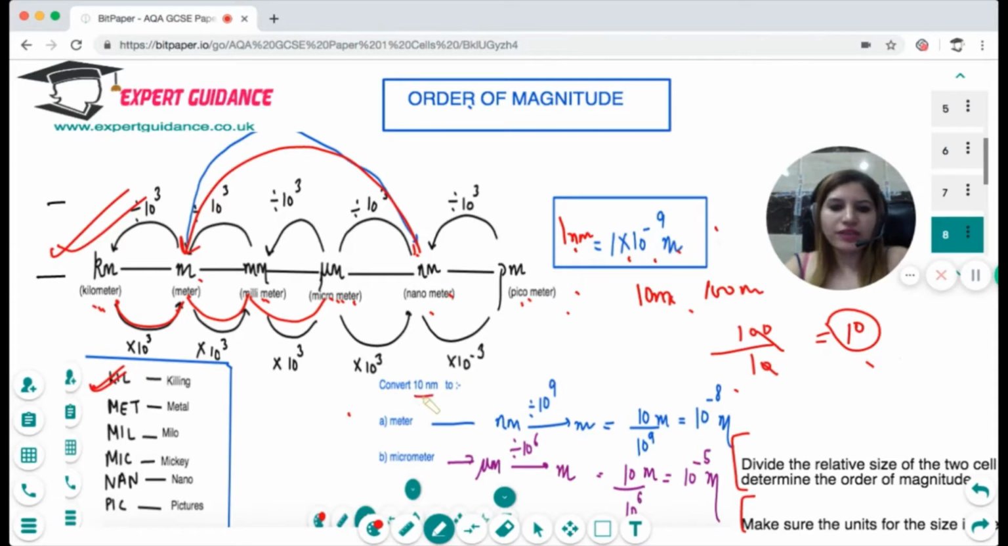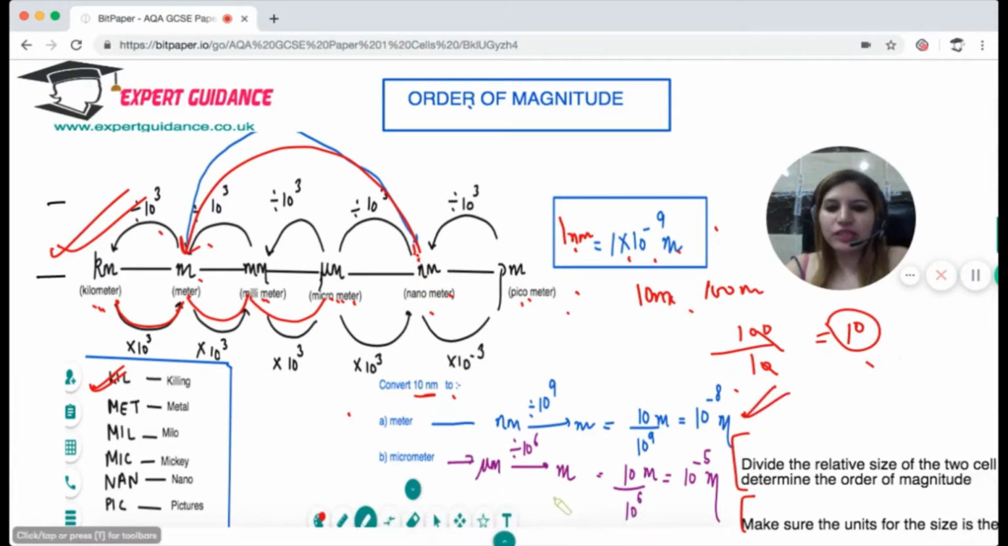So if it is 10 nanometer to meters, from nanometer to meter, what do you do? You divide it by 10 to the power 9. So that becomes 10 to the power minus 8 meters. And micrometers to meters is 2 bumps, so it means divide by 10 to the power 6. So that gives the answer 10 to the power minus 5 meters.